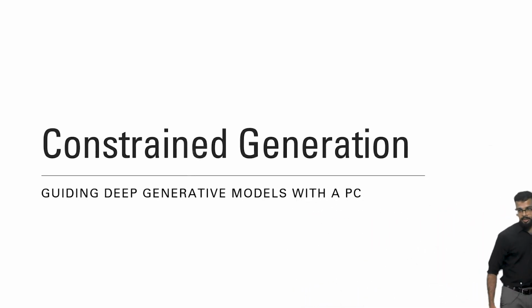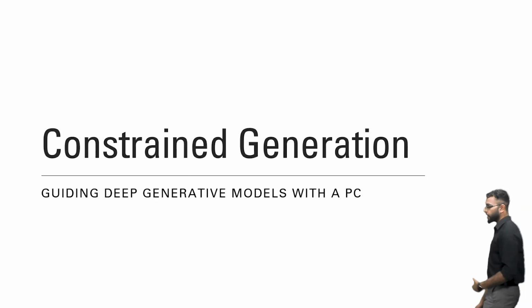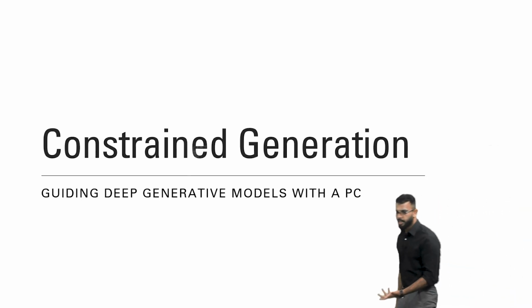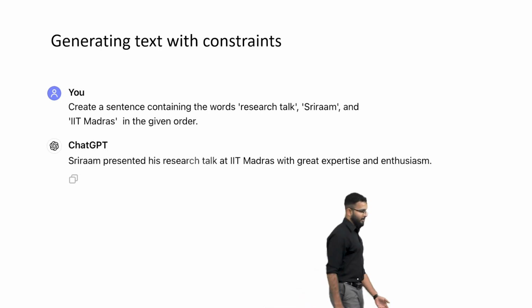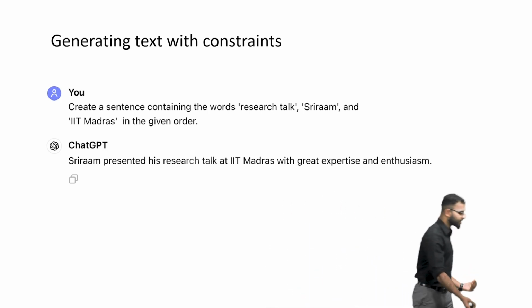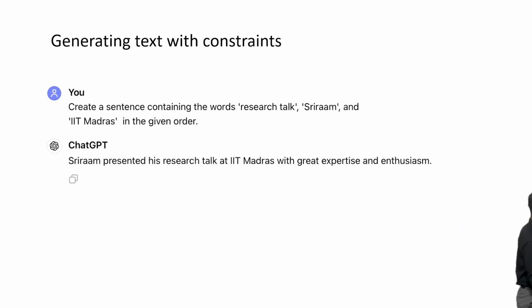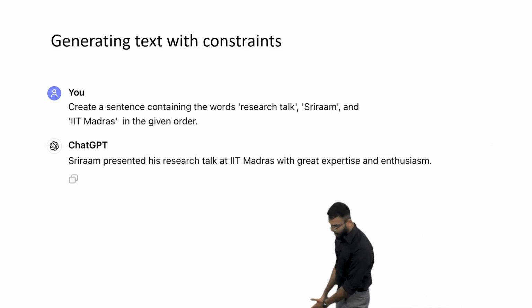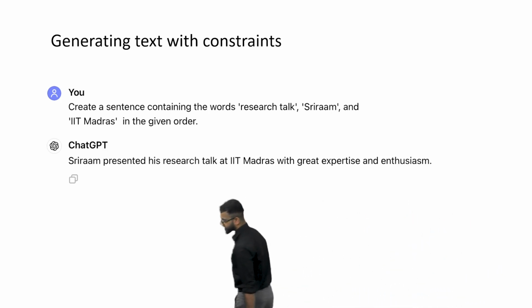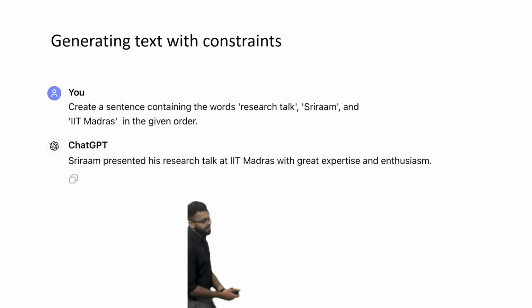You would be thinking, why can't I just mention the constraints to the model itself and have it take care of it? If I want ChatGPT to generate something that has to contain some information, I can just specify it, right? For example, if I want a sentence that contains the words research talk, Sriraam, and IIT Madras, in the same order, I can tell ChatGPT to generate it in that order.